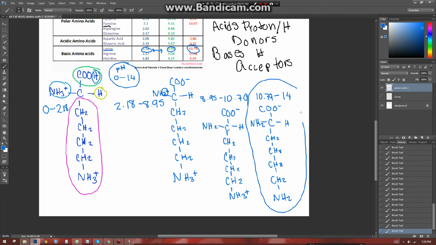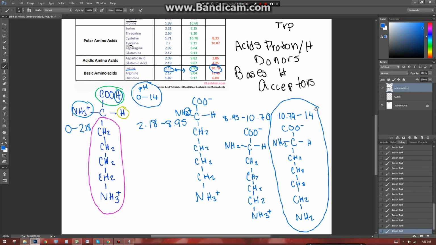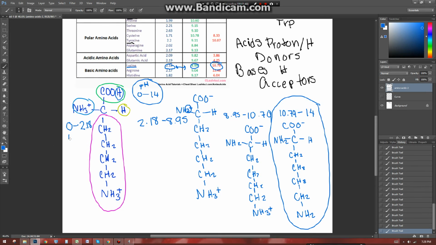That's the end. So from the pH of 0 to 2.8, it's going to look mostly like this. There are going to be some molecules that have lost their hydrogen, but mostly it's going to be this. As you get closer to 2.8, more are going to lose the hydrogen. That's why it's a curve. It's not just like boxes. It's more of a curve like that.